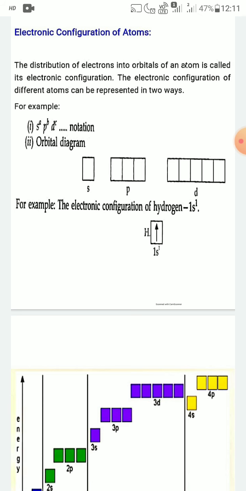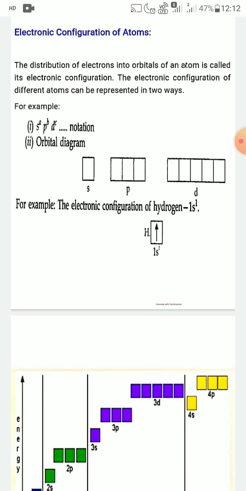Or you can also represent the electronic configuration of hydrogen according to the orbital diagram. You know that in hydrogen, 1 electron is present in the 1s orbital. So just draw only one orbital, that is one box, which means the 1s orbital of the hydrogen atom, and then put 1 electron in this box. That means the 1 electron of hydrogen is present in the 1s orbital.